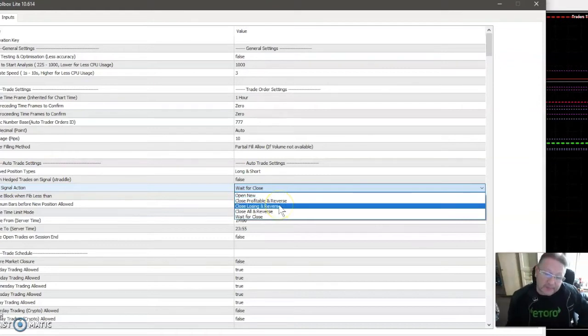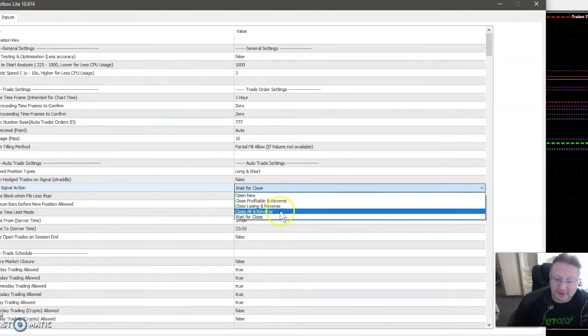This is the exact opposite of that. Close losing and reverse will close all the losing positions that are in the opposite direction to the current signal, or the current activated signal, and will open a new position on the activated signal. So it helps to prevent further losses in some cases, and if obviously you get too many positions in the wrong direction, it could create further losses. So it's up to you. You need to optimize how you want to use those.